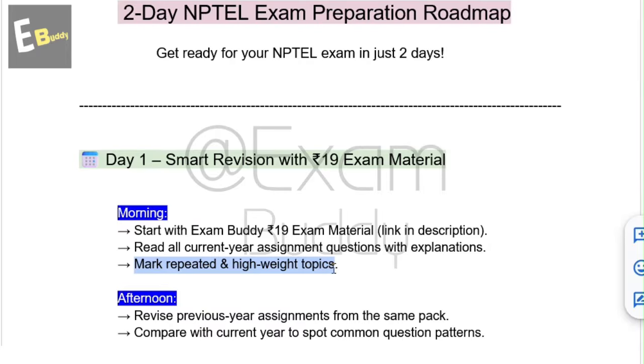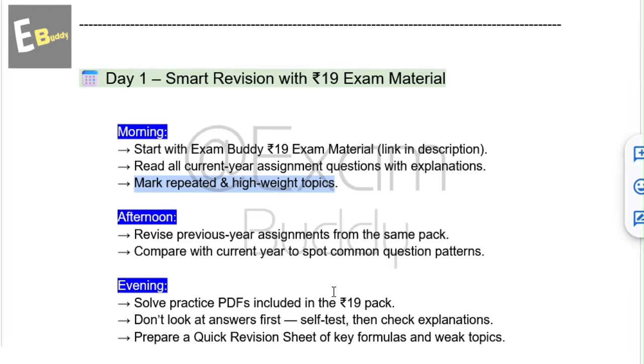And next is evening. In the evening you have to solve the practice PDFs included in the 19 rupees pack. In our exam material, we also provide solved practice and unsolved practice PDFs. Next, don't look at the answer first: self-test, then check the explanation. So you have to do the assignment, but don't look at the answers and explanation. And next, prepare a quick revision sheet of key formulas and weak topics. You have to create a 2-page sheet and write down all short notes, formulas and definitions in your 2-sheet notes. This is known as cheat notes.